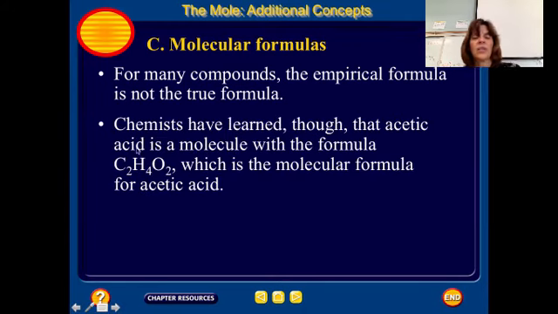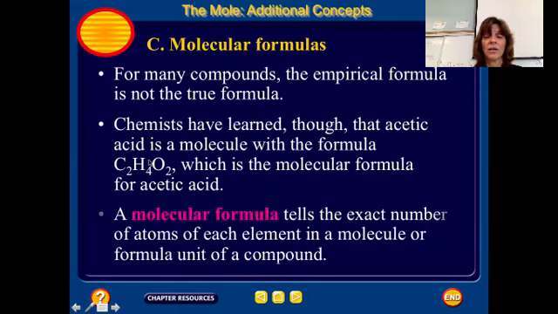So let's look at an example. Chemists have learned that acetic acid is a molecule with the formula C2H4O2. That's the molecular formula for acetic acid: 2 C's, 4 H's, 2 O's. But this is not the simplest formula. This is the way it actually exists. This is called the molecular formula.